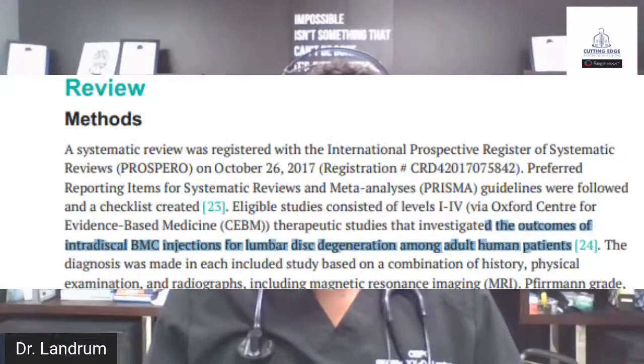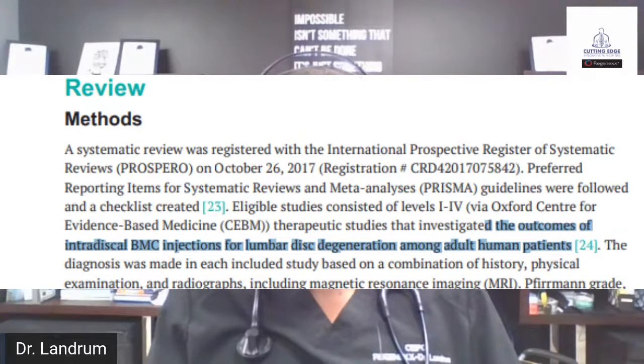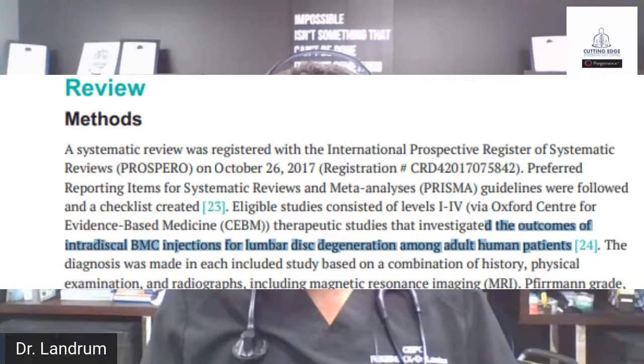When we go into the bigger, broader view of this paper, they did a review and they give you a breakdown of what the review is. They did a meta-analysis. They looked at a whole host of different levels of studies, and what they were looking for was the outcomes of intradiscal bone marrow concentrate injections for lumbar disc degeneration, all among adult human patients. There weren't any animal studies. There weren't any in vitro studies, meaning outside of the body. These were traditional patients that were being treated.